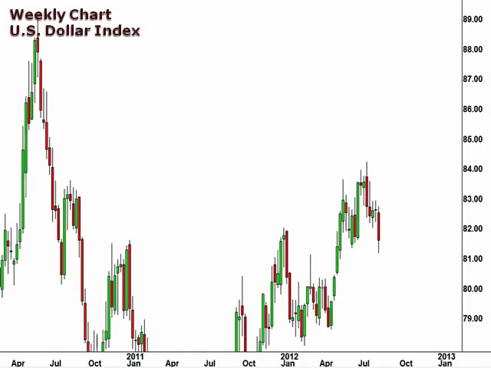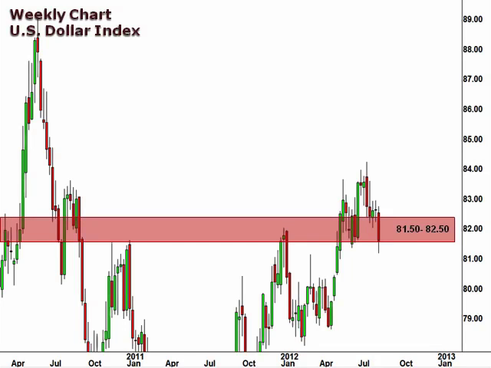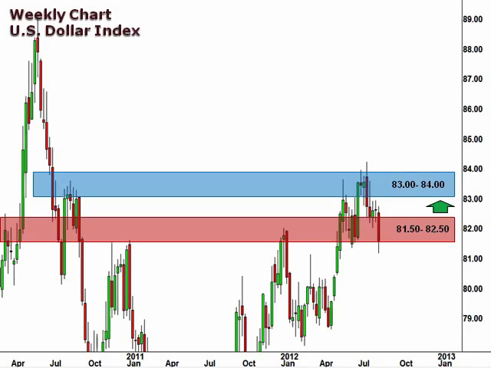Let's start off with a look at the weekly chart of the U.S. dollar index. This is a great way to gain perspective as to how the U.S. dollar has been trading against a basket of currencies. Well, the dollar index holds at the 81.5 support level once again, and while we are open to a bounce higher from here to test this 83.84 resistance level, we are cautious ahead of this weekend's Jackson Hole Symposium.